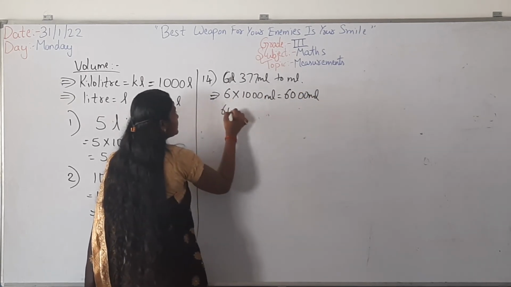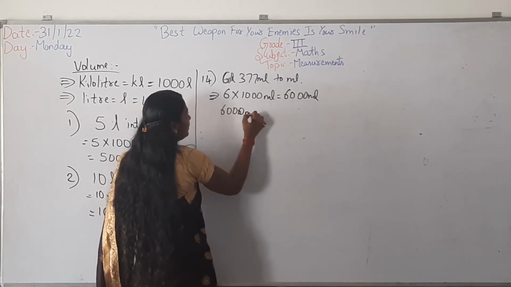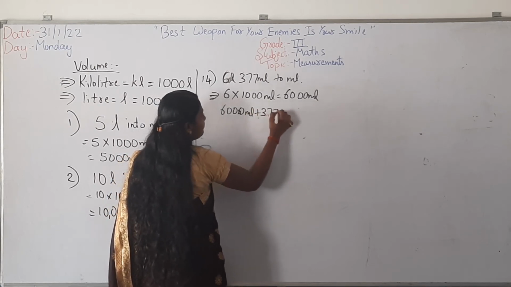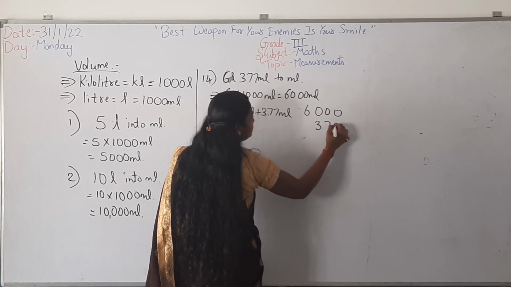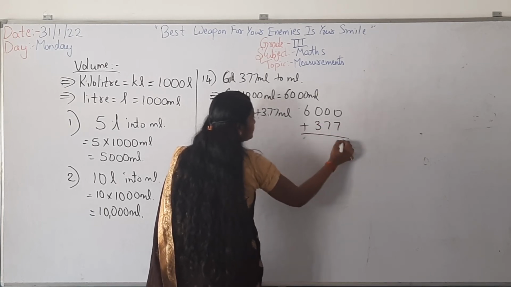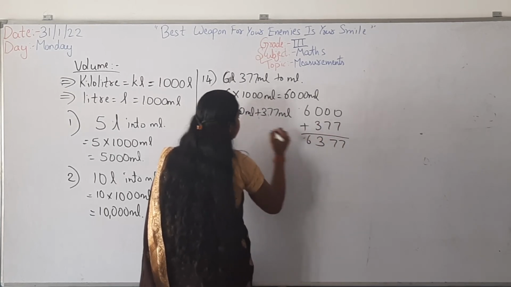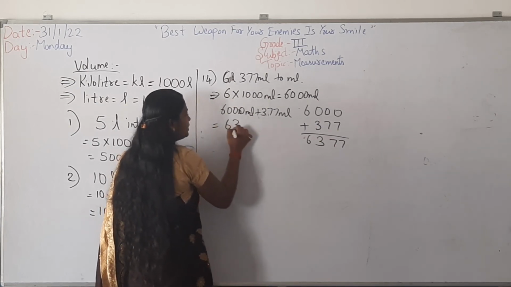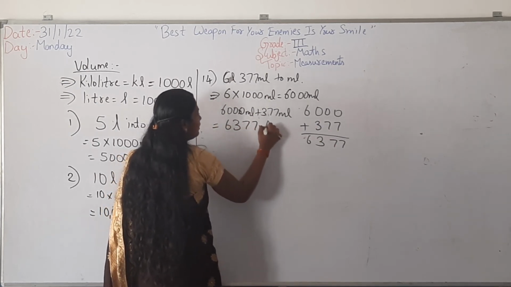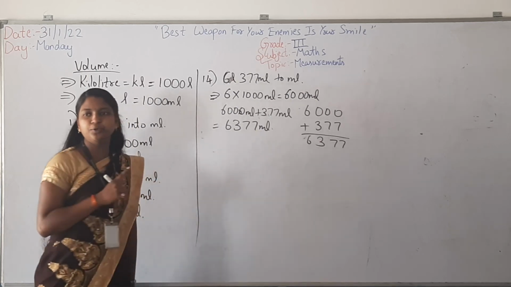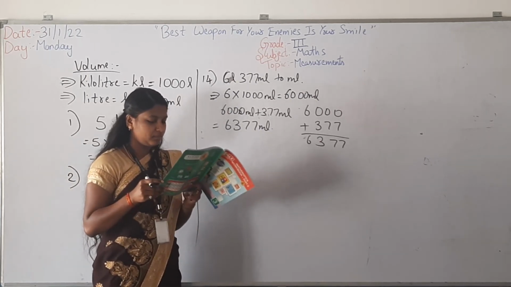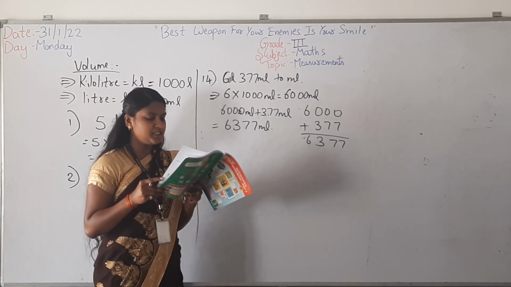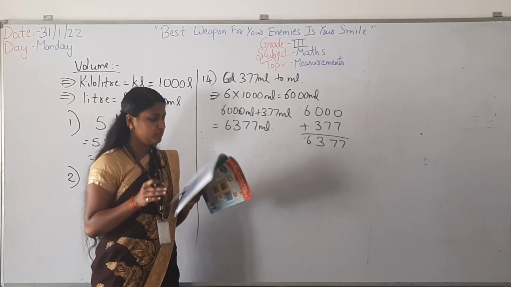Then 6000 ml plus 377 ml. So the answer is 6377 ml. The unit should be written, okay? Next, 15th question. B is your homework. A I will do.